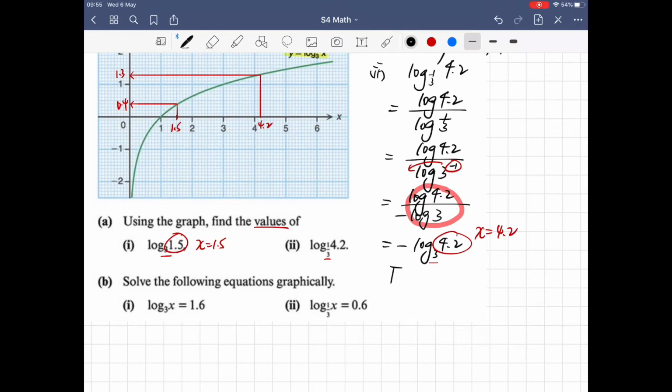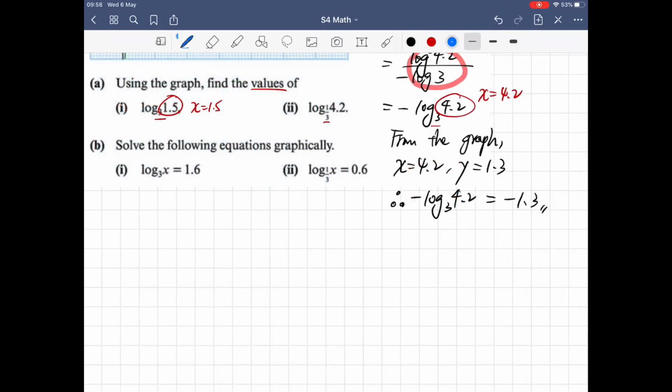Therefore, from the graph, when x equals 4.2, y equals 1.3. And don't forget the negative in front of the log 4.2 with base 3, and therefore negative log 4.2 with base 3 equals negative 1.3.